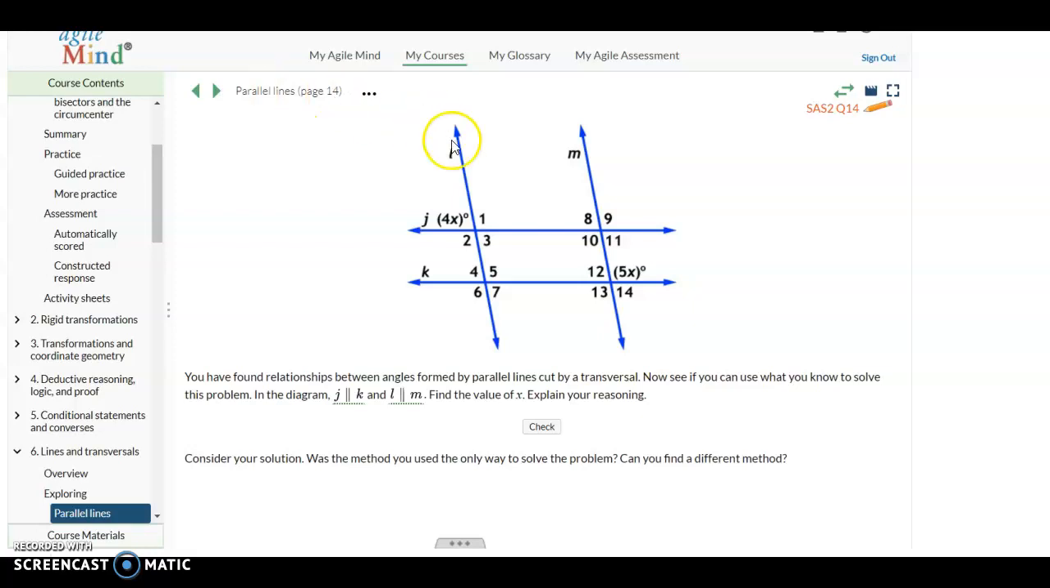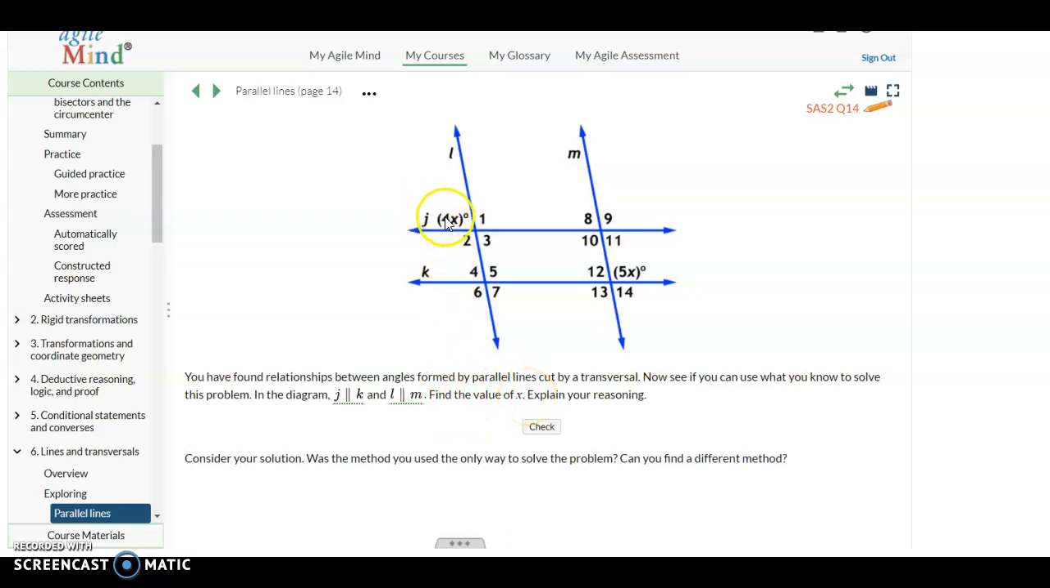All right, question number 6 in your notes says we have found relationships between angles formed by parallel lines cut by a transversal. So we're going to see if we can use those relationships to solve this problem. In this diagram, we have two pairs of parallel lines. We know J is parallel to K, and we know line L is parallel to line M. And we're asked to find the value of x.